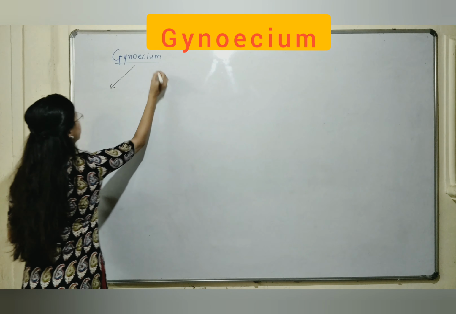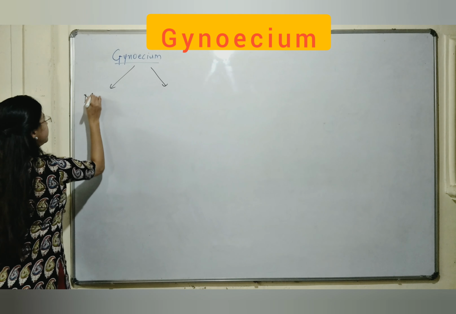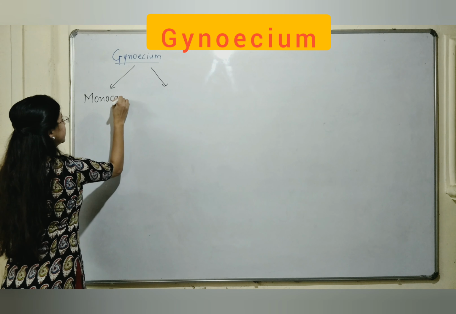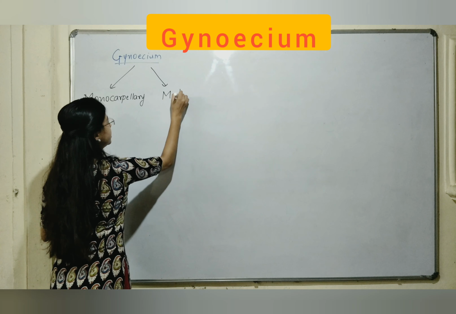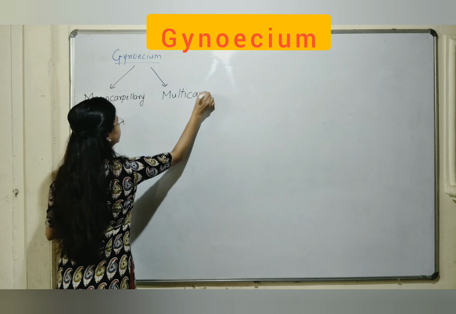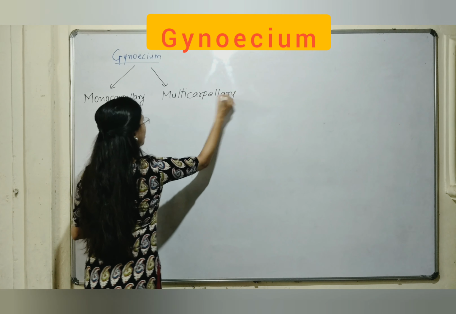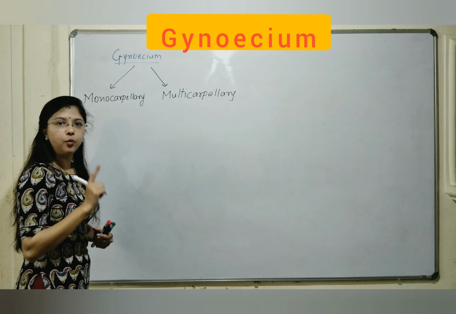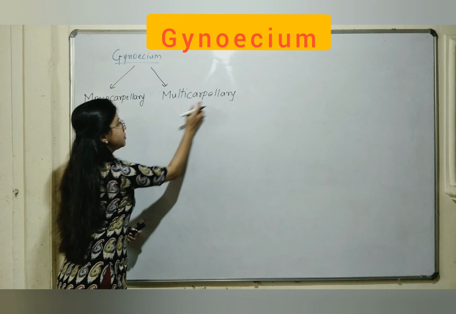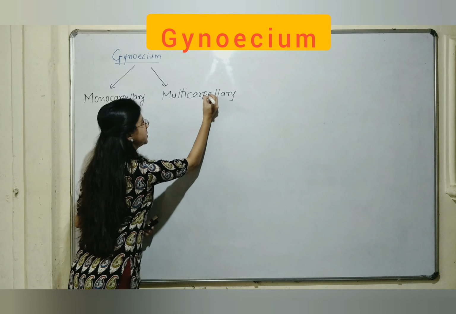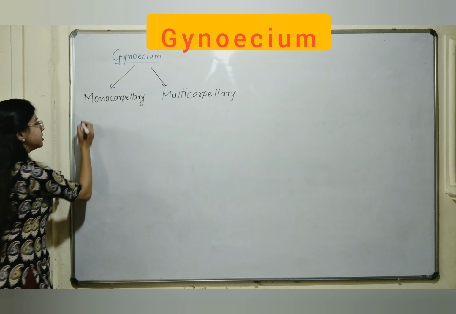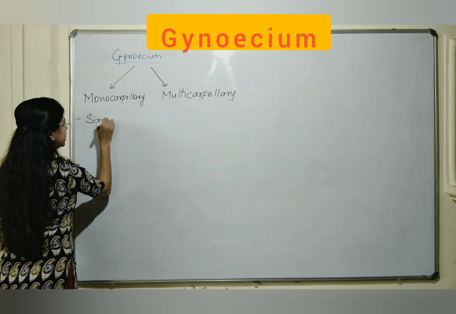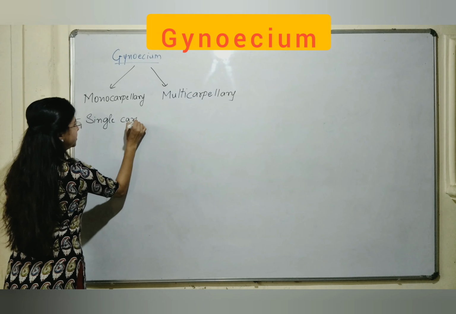It can either be monocarpellary or multicarpellary. Monocarpellary means there will be only one carpel present. Multicarpellary means that there will be many carpels present. Right? Now, monocarpellary, as I said, there will be a single carpel.